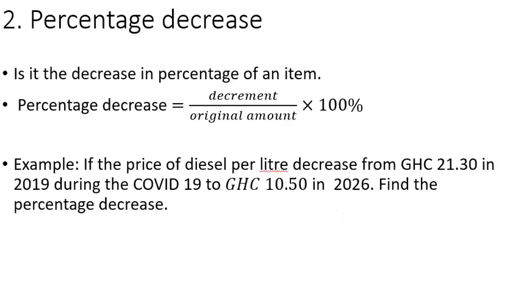The next application is percentage decrease. That is the decrease in percentage of an item and is equal to the decrement over the original amount times 100%. And I have an example here. If the price of diesel per liter decreased from 21.30 Ghana cedis in 2019 during COVID-19 to 10.50 Ghana cedis in 2026, we have to find the percentage decrease. How do you solve this?